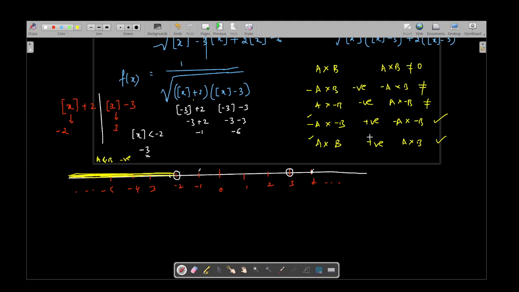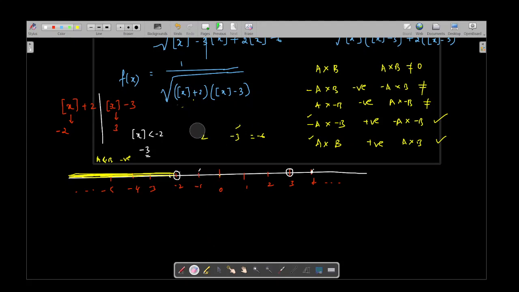When both a and b are negative, the product is positive. So this comes under the domain. Now let us take the values between -2 and 3. If I take 0, this becomes 0 plus 2, this becomes 0 minus 3. So this is positive, this is negative. So the product is -6. So take any value between -2 and 3, the product is actually negative. So the domain does not exist here.